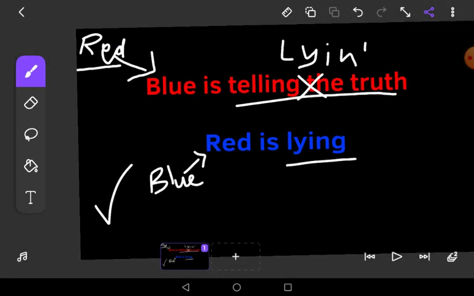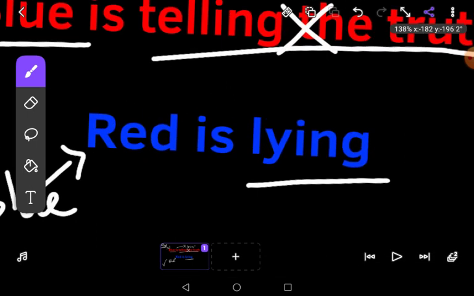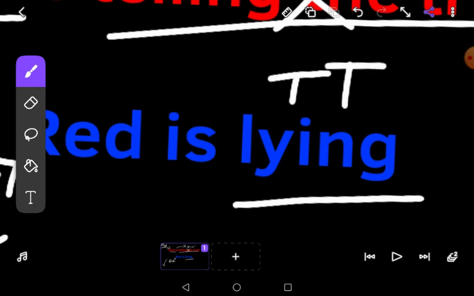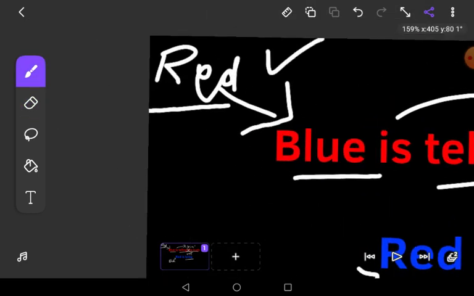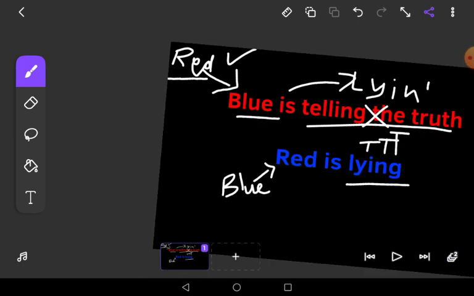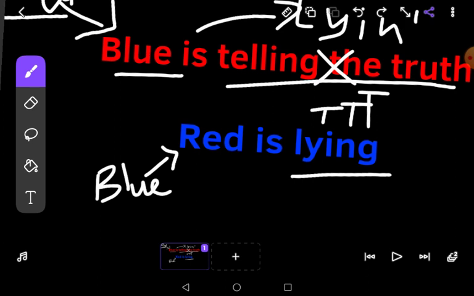And if blue is lying about red lying. So red is telling the truth, which means blue is not verified, but instead red is verified of telling the truth. Red is telling the truth about blue lying. That means blue is lying. So we're almost back to the beginning. Almost, though.